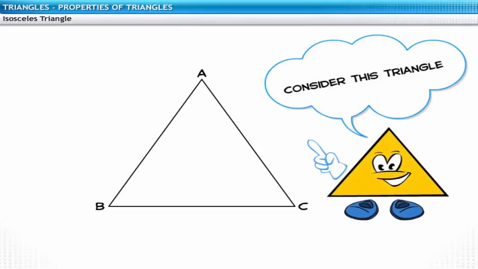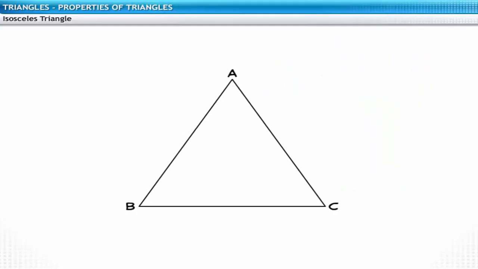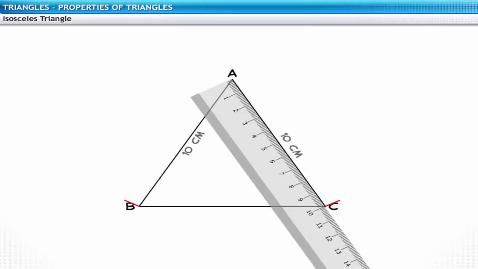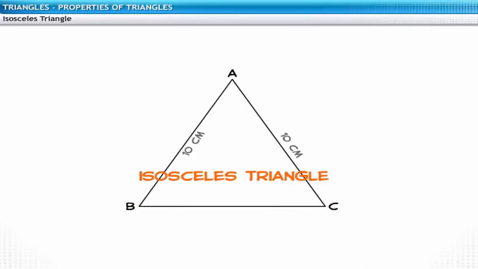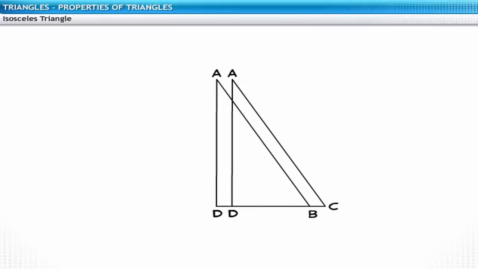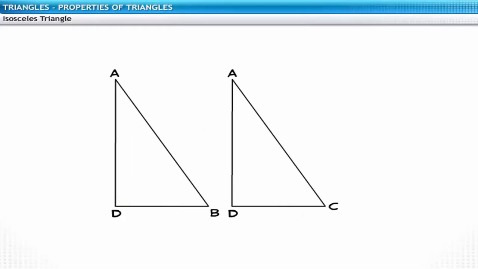Consider this triangle. Can you determine its type? On measuring its sides, we can see that two of its sides are equal. It's an isosceles triangle. The third side becomes the base of the isosceles triangle. Now, let's join the vertex to the base of the triangle. If we fold the triangle along this line, it divides the triangle into two equal right-angled triangles. As you can see, the corresponding sides and angles of these two triangles are equal.